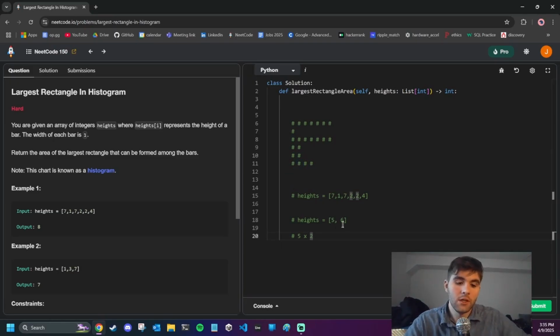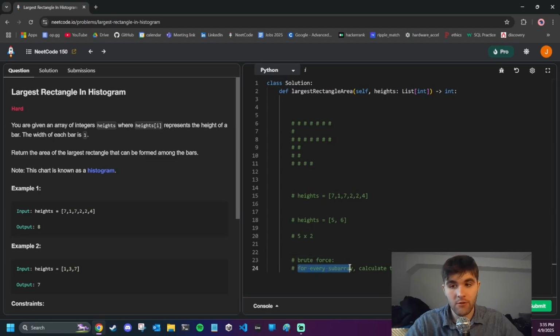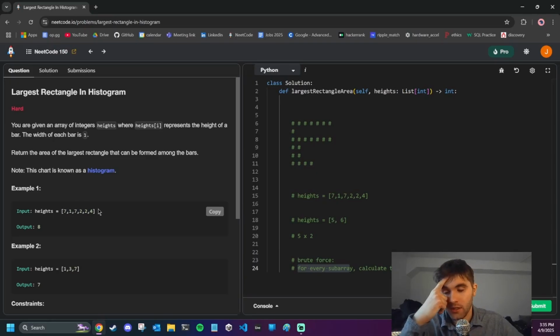So I guess what we could do, the brute force would be for every subarray, calculate the min value and multiply by the length. So this might be an interesting way to do it. Basically what I'm doing is taking every subarray and then finding its max area and then just taking the biggest one that I find. But there is some interesting stuff.